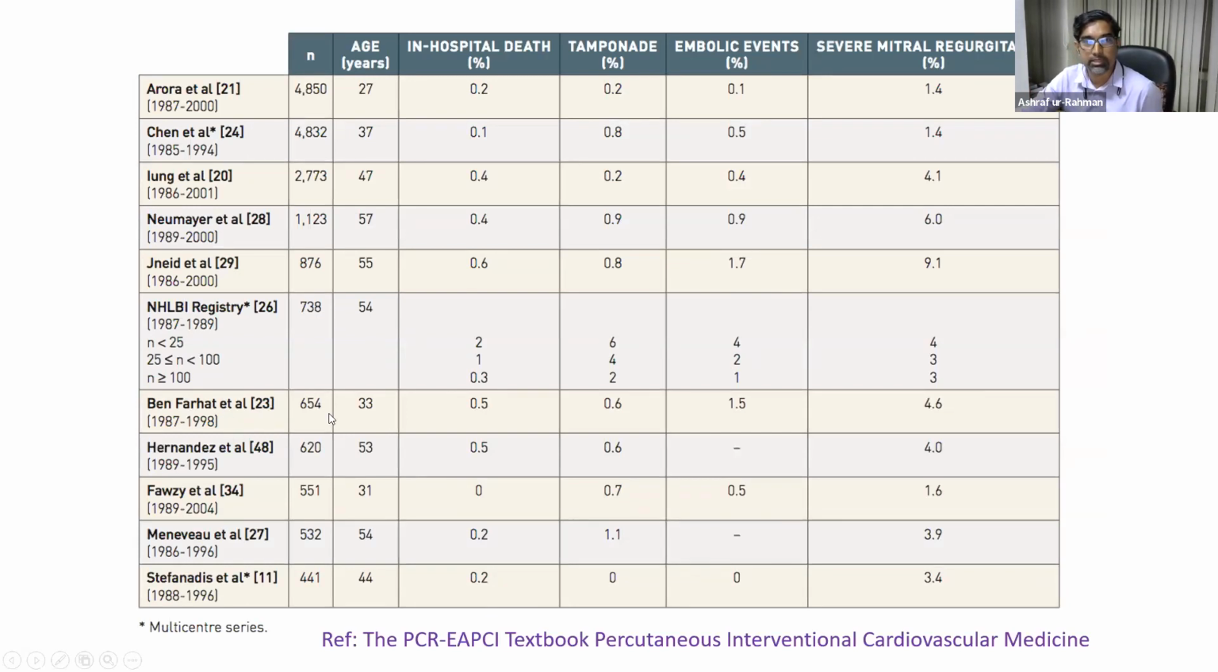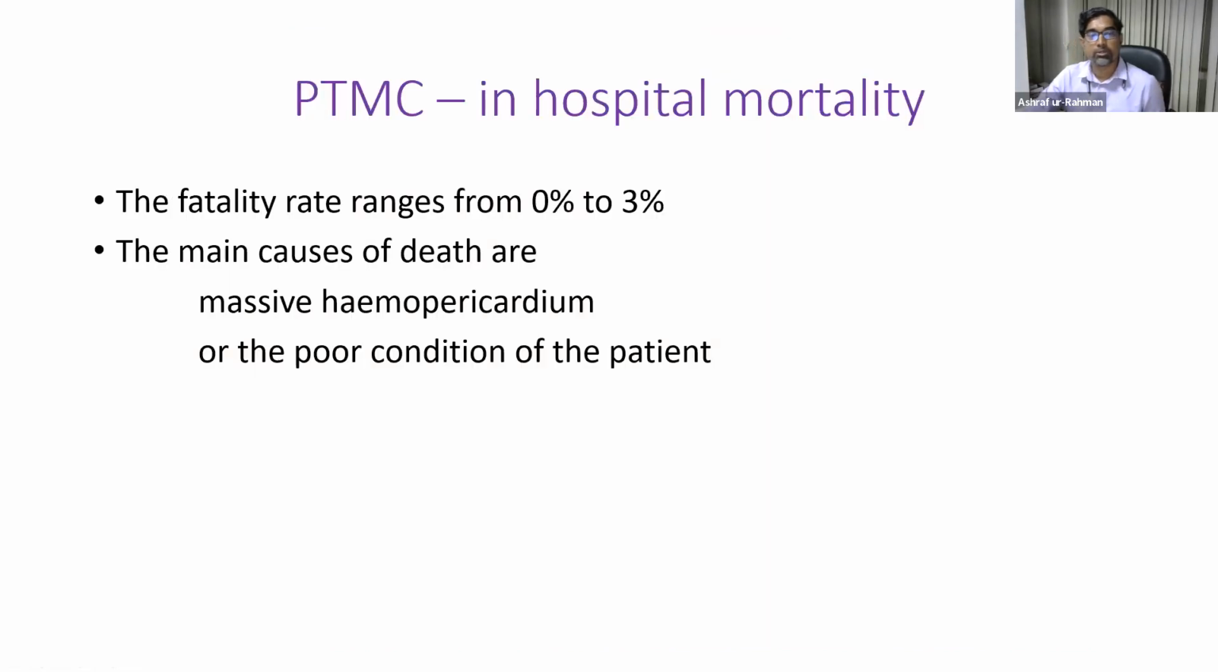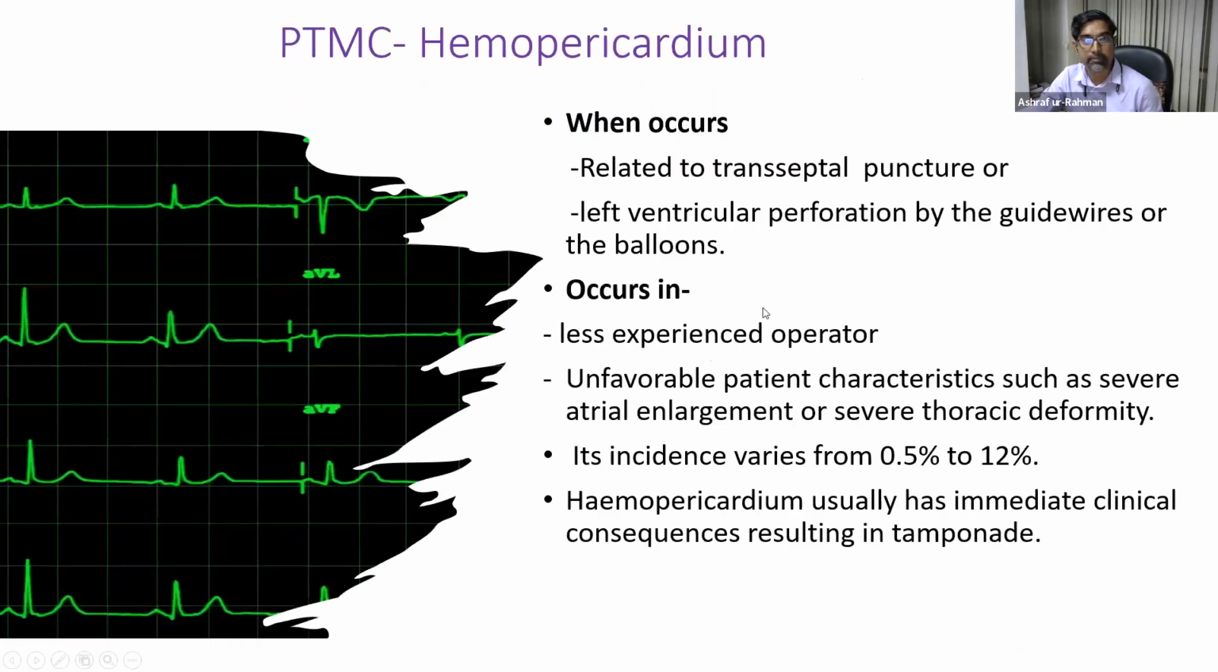As you can see, pericardial tamponade occurs in 0.2 to 1.4% of cases, and there are some other complications. PTMC patients have in-hospital mortality ranging from 0 to 3%. The main causes of death are massive hemopericardium and poor condition of the patient.